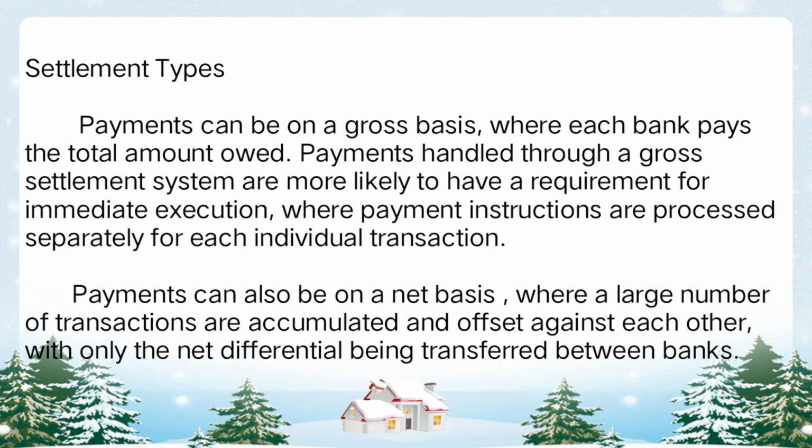Next, a payment can also be on a net basis, where a large number of transactions are accumulated and offset against each other, with only the net differential being transferred between banks. So net basis is the basis upon which the earnings per share of a company is calculated, and a variable element is the company's tax charge.